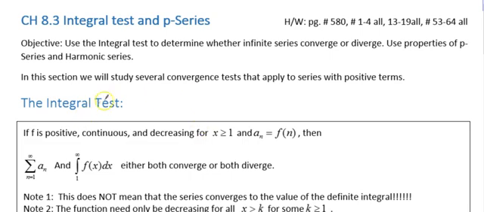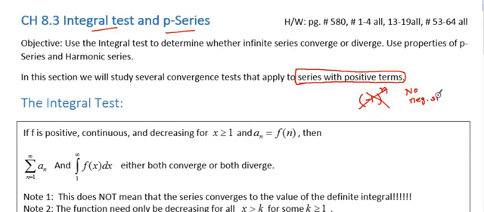In this section, we will look at series with positive terms. So know that the integral test and p-series can be applied only to series which have positive terms. What that means is you cannot have an alternating series, not allowed. In other words, no negative sign. A coefficient is fine, but the variable cannot be negative. So let's take a look at the integral test.